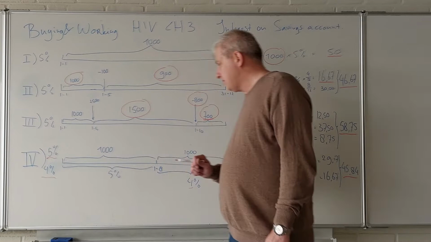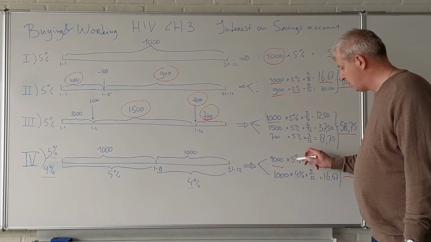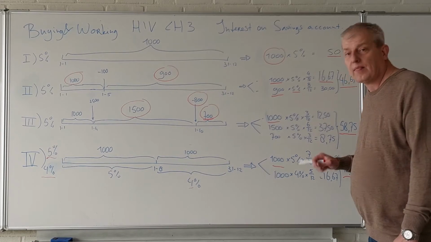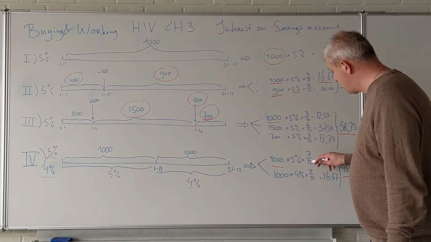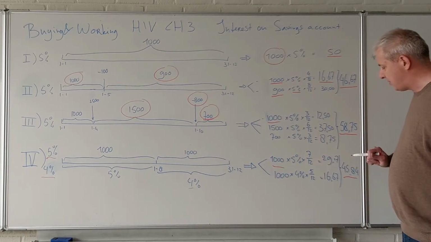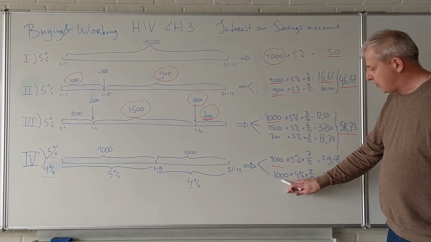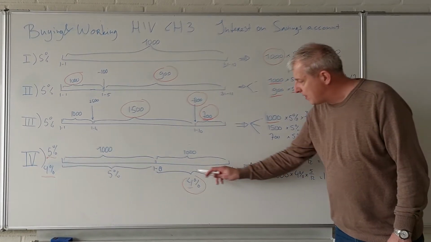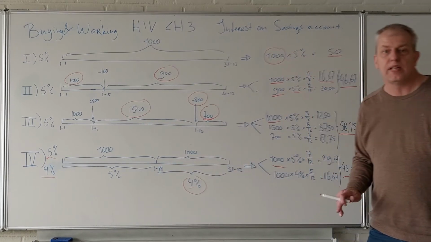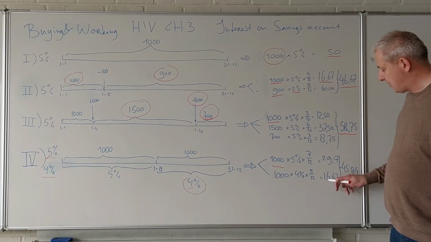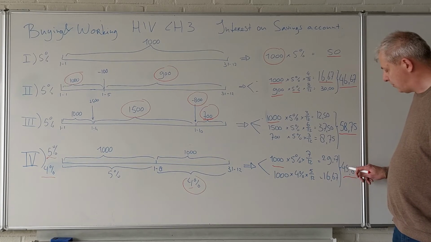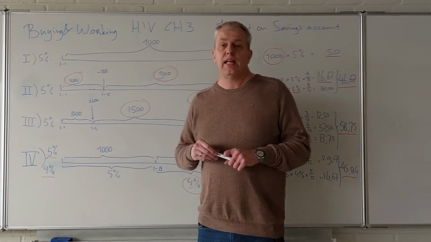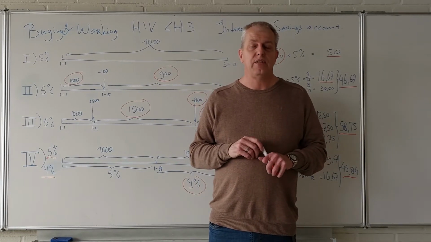I start with €1,000. So here, €1,000 as well, 5% interest, 7 months. 7 months, 7/12 is €29.17. €1,000 again times 4%, but now 5 months because August to December is 5 months, gives me €16.67, which totals to €45.84.